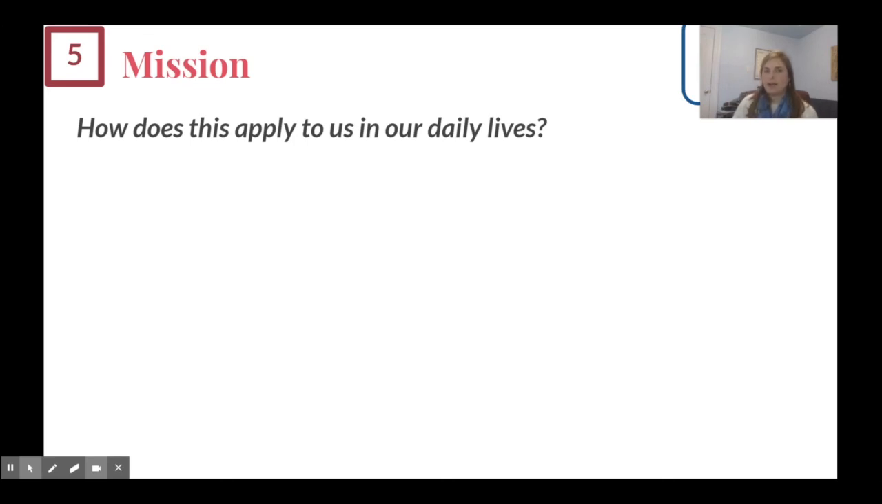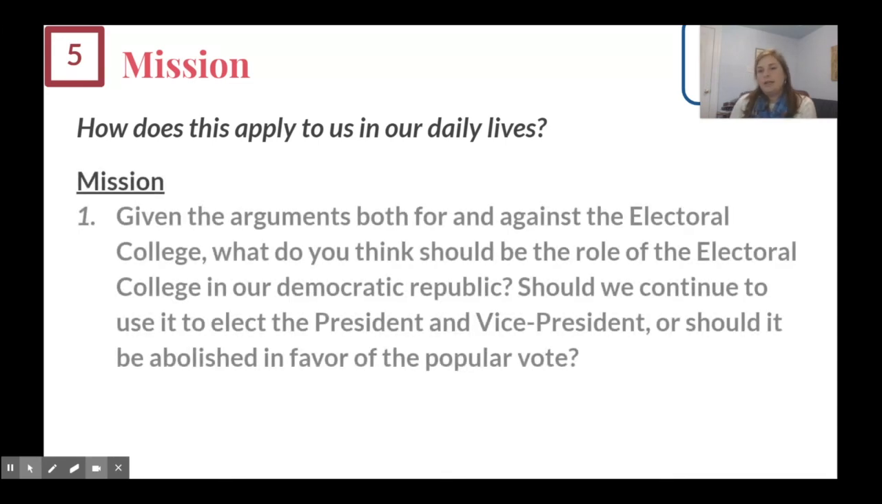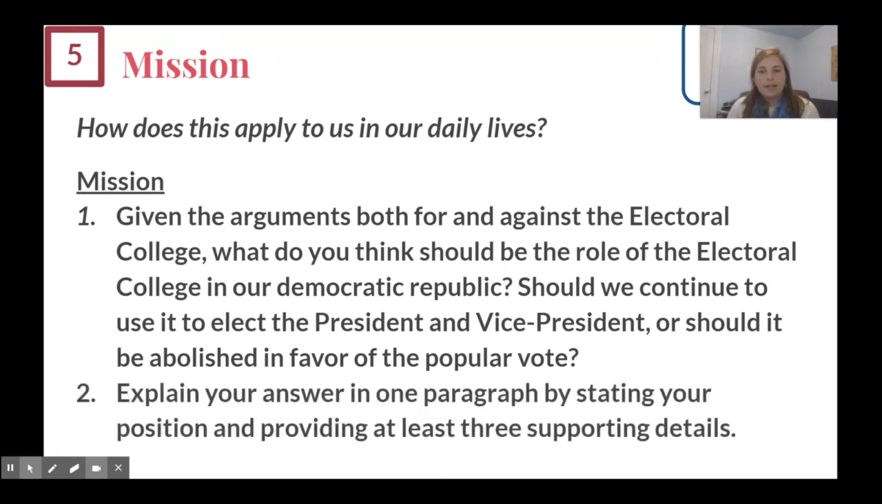So let's talk about your mission with all of that in mind. Your mission is, given the arguments for and against the Electoral College, what do you think should be the role of the Electoral College in our democratic republic? Should we continue to use it to elect the president and vice president, or should it be abolished in favor of the popular vote? Explain your answer in one paragraph by stating your position and then providing at least 3 supporting details.